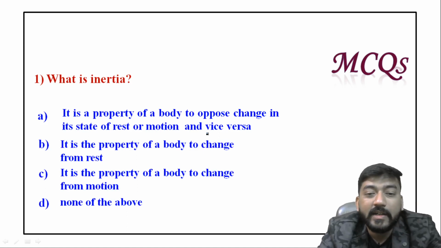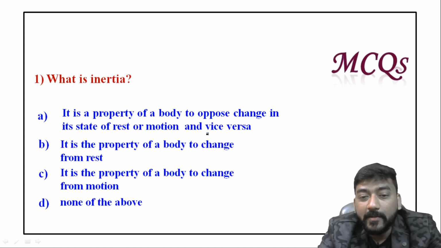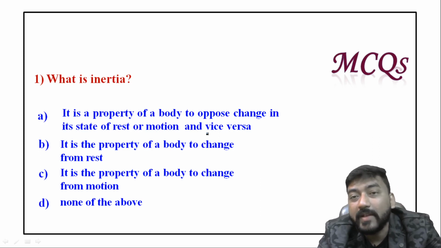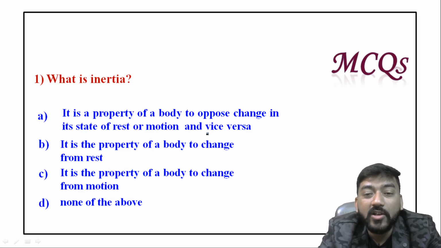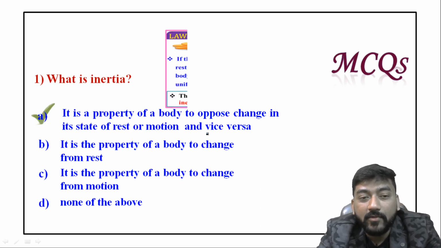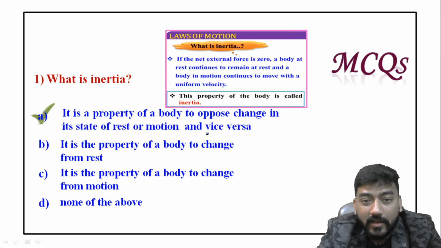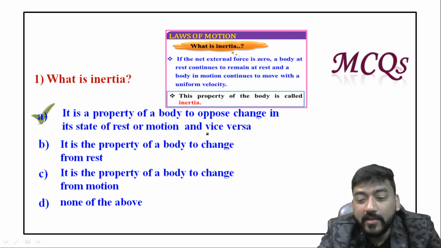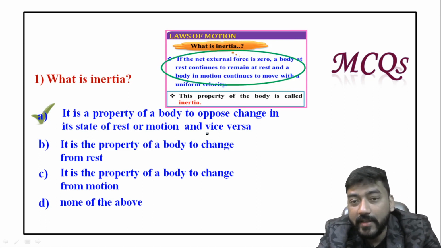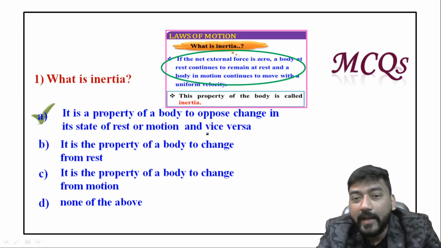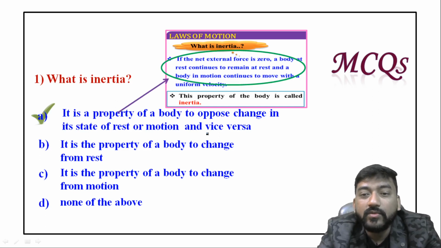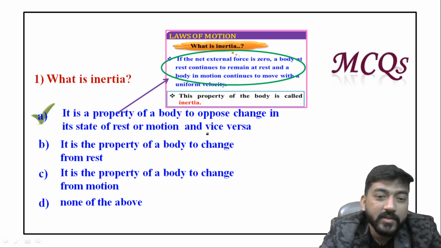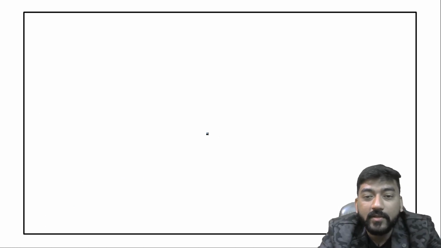Option A is correct because inertia is not only the property of a body to change from rest or from motion, but both. It is a property of a body to oppose change in its state of rest or motion, and vice versa. You can see from this definition that a body at rest continues to remain at rest, and a body in motion continues to move with uniform velocity. So option A is correct.